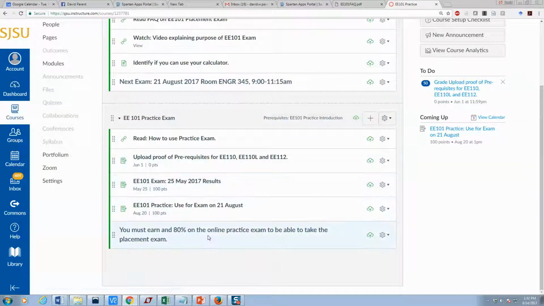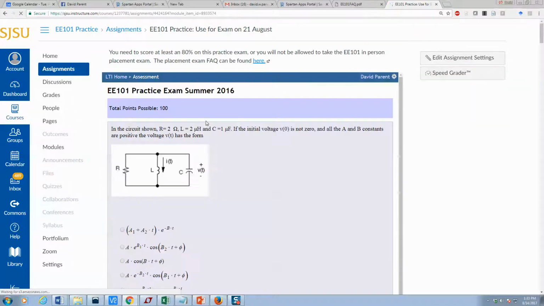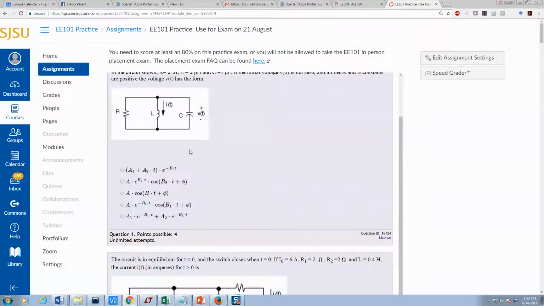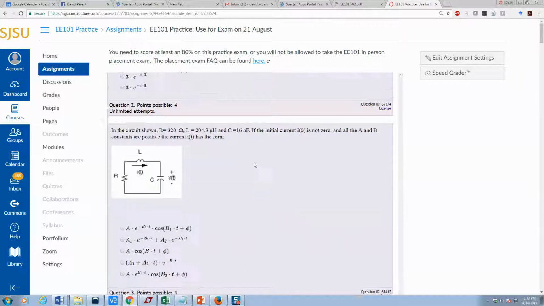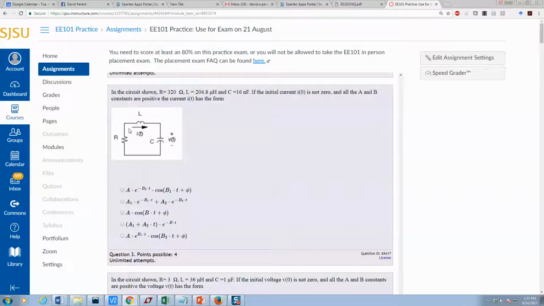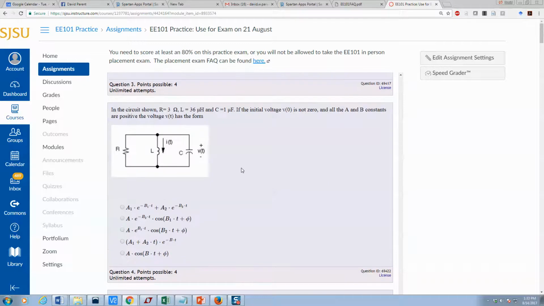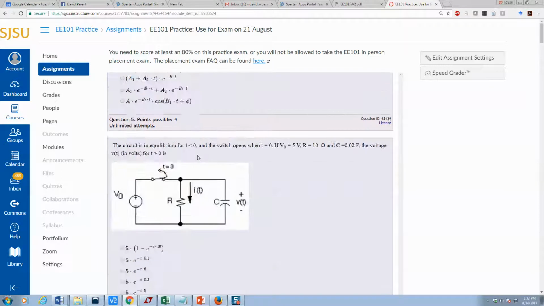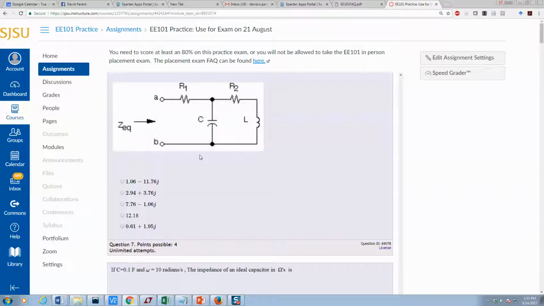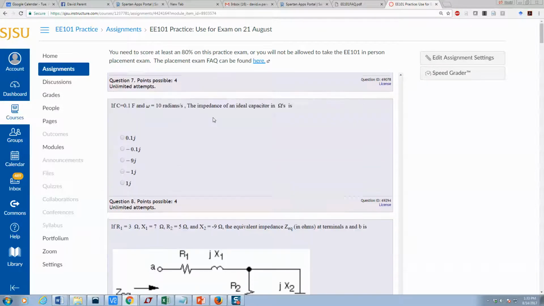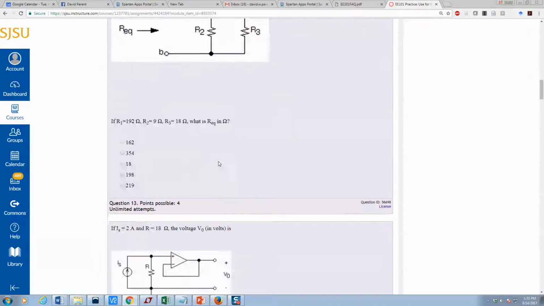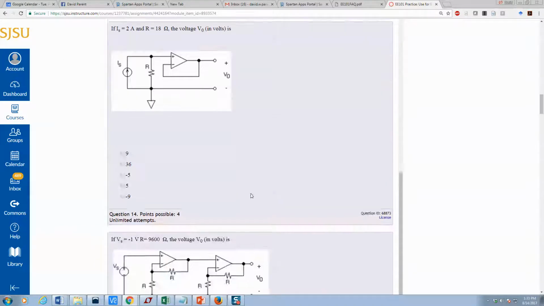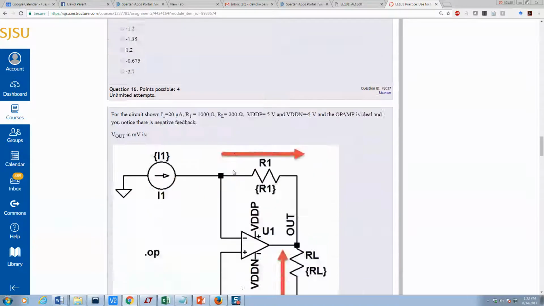I'll even show you the sample. You'll have questions on transient analysis of second order circuits, first order transients, what kind of response we are going to get from an RLC circuit, parallel, series, calculating equivalent impedance, imaginary numbers. We have some op amp questions, cascaded op amps, cascaded again.